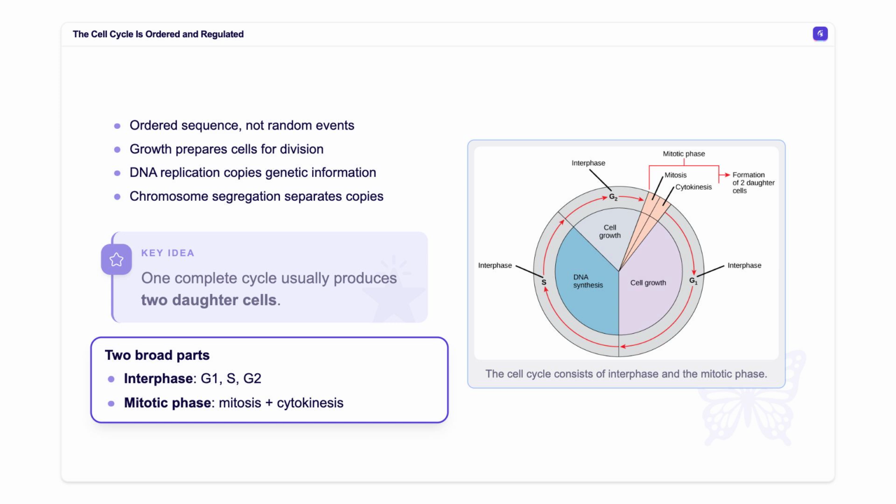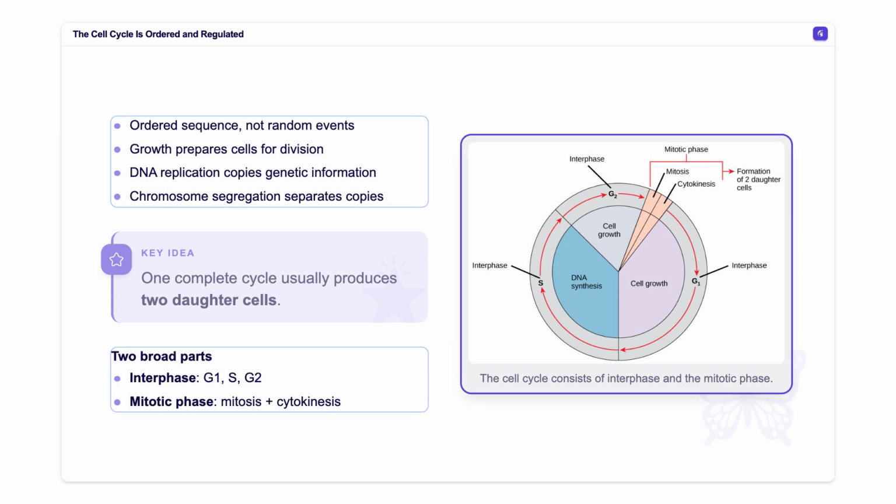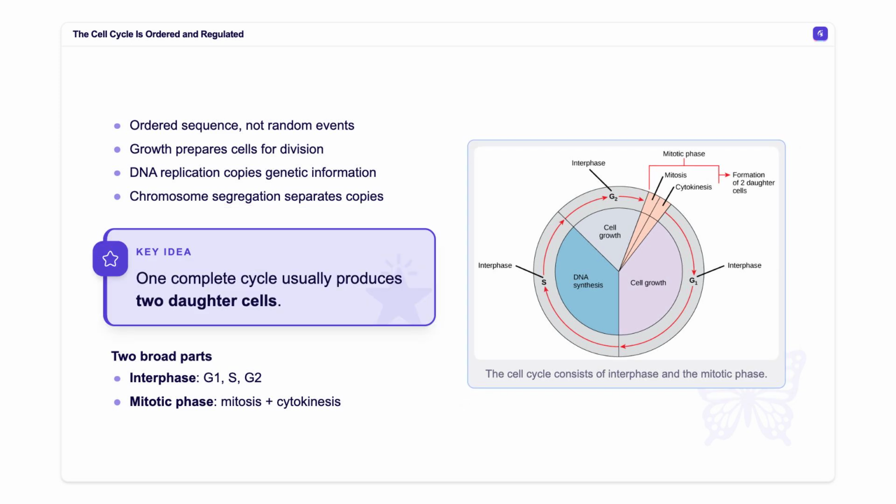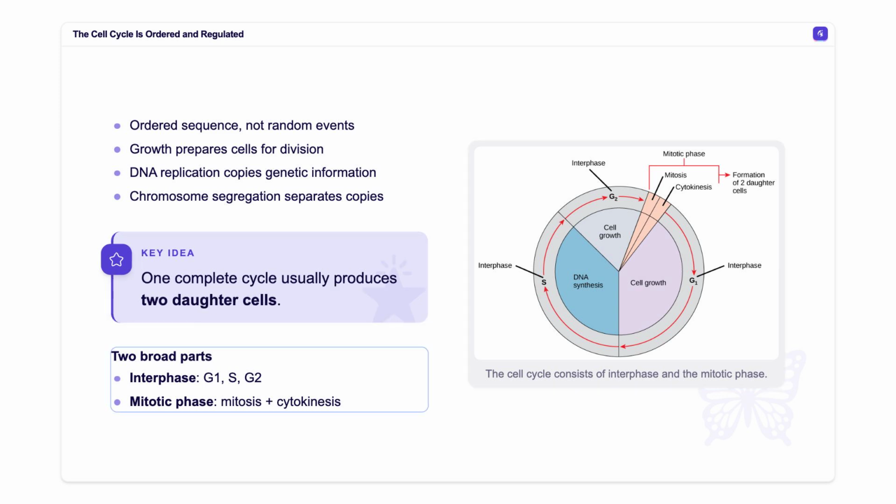The cycle is organized into two broad parts. Interphase is the long preparation part, and it includes G1, S, and G2. The mitotic phase is the division part, and it includes mitosis plus cytokinesis. In interphase, the cell is active. It grows, copies its genetic information during S phase, and gets ready to move chromosomes. In the mitotic phase, mitosis separates the chromosomes, and cytokinesis divides the cell's cytoplasm. The usual outcome of one complete cell cycle is two daughter cells. Daughter cells are the cells produced by division, and each can begin the cycle again when the right signals are present. So keep this big structure in mind. Interphase prepares, and the mitotic phase divides. Next, we will zoom in on the three parts of interphase.